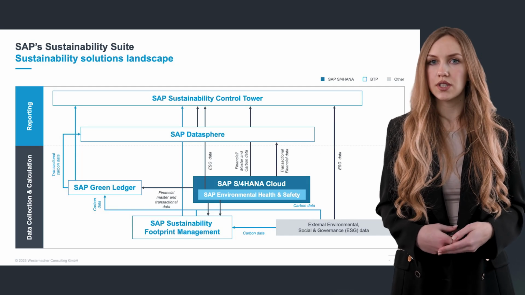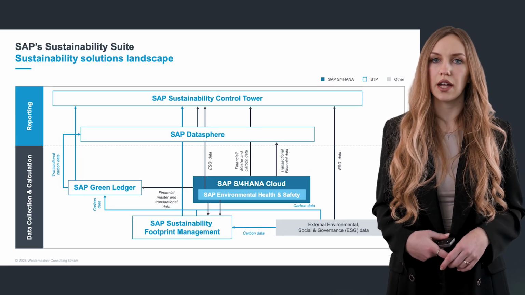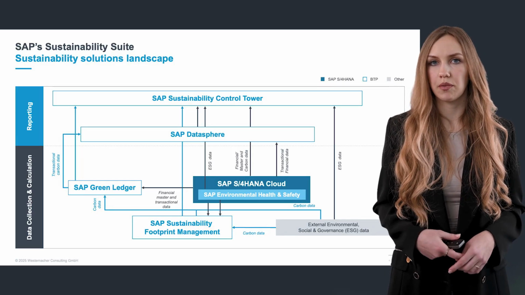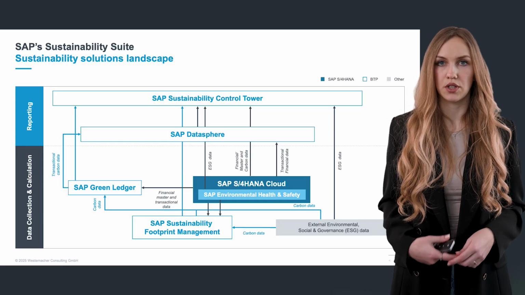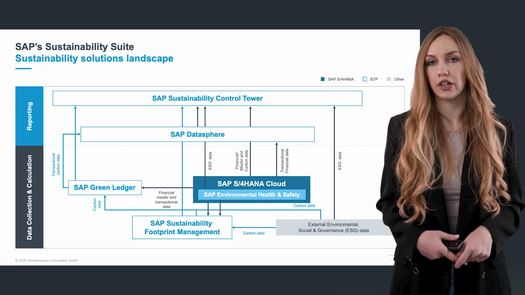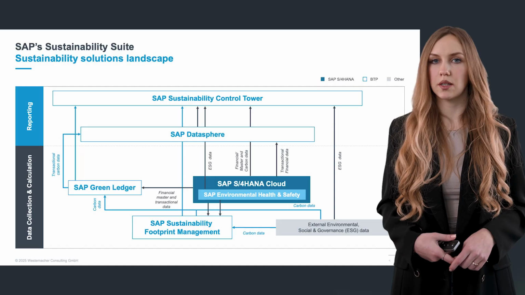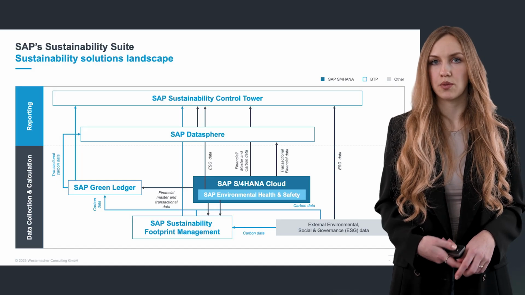I already mentioned it, this is part of S/4HANA. So we have this within S/4HANA Cloud. And we can also import this data to SAP Sustainability Control Tower and report it there, and we can use this data to calculate our carbon footprint. So we import it into SAP Sustainability Footprint Management.